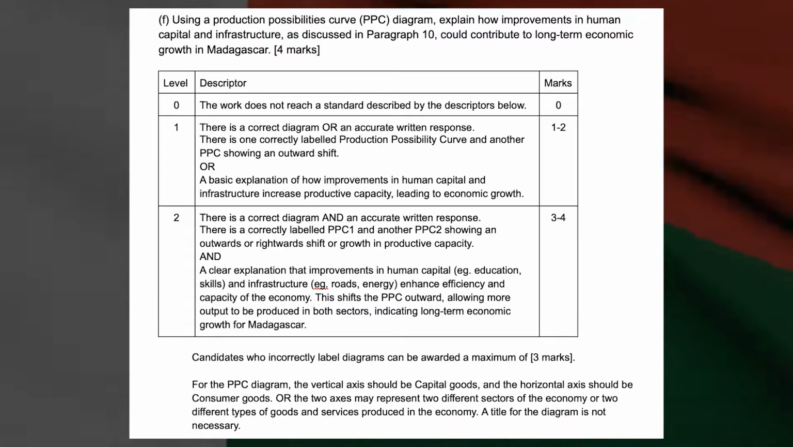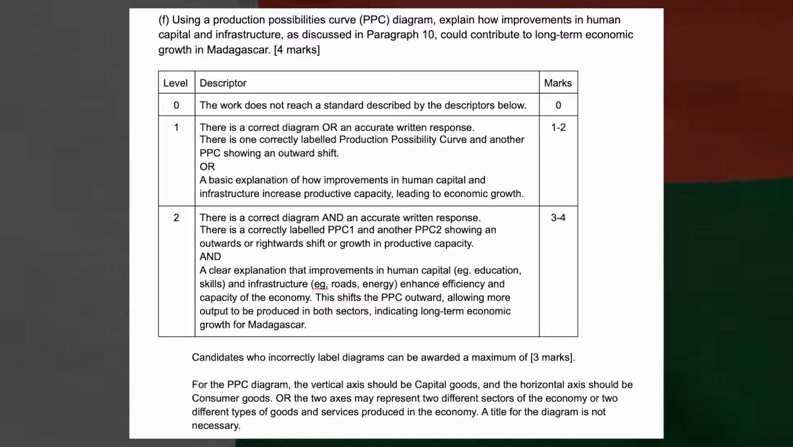Level 1. There is a correct diagram or an accurate written response. There is one correctly labeled production possibility curve and another PPC showing an outward shift, or a basic explanation of how improvements in human capital and infrastructure increase productive capacity, leading to economic growth.